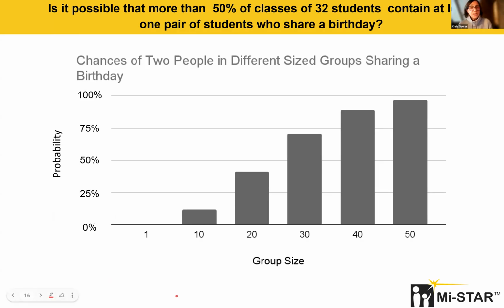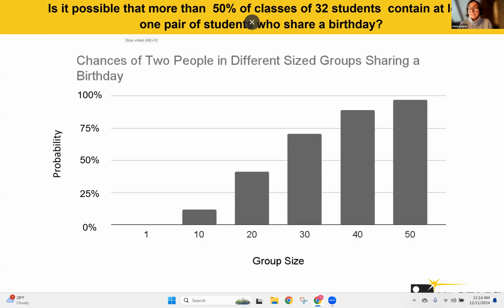And we're going to talk about taking a look at this graph. This graph is here because we're trying to answer a question that's been posed to us, and that is: is it possible that more than 50% of classes of 32 students contain at least one pair of students who share a birthday?